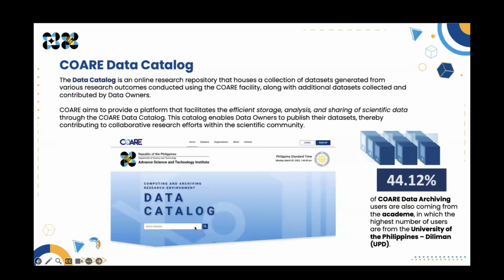So what is the core data catalog? It's an online research repository that houses a collection of data sets generated from various research projects conducted using the core facility. Not just that, but other additional data sets collected and contributed by data owners who want to use this facility. So the catalog enables data owners to publish their data sets. So in a way, they contribute to collaborative research efforts within the science community.